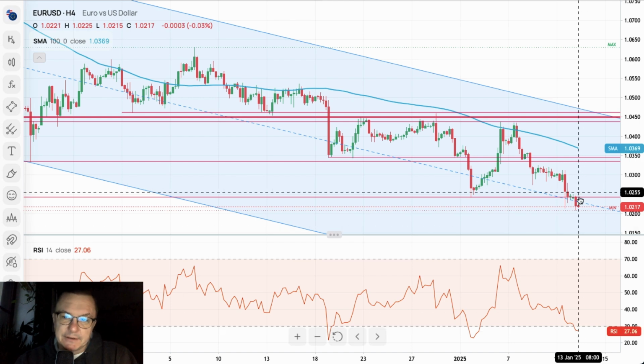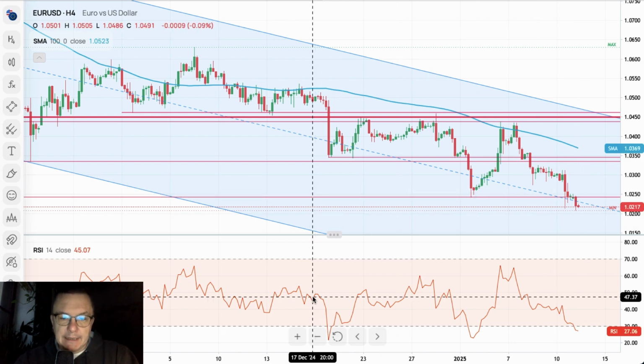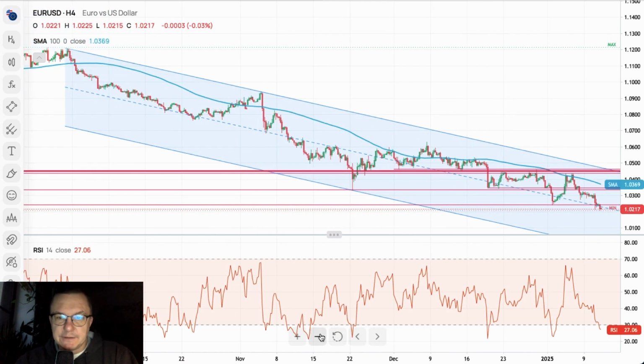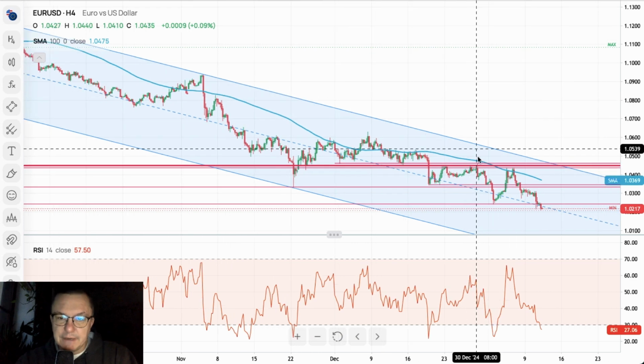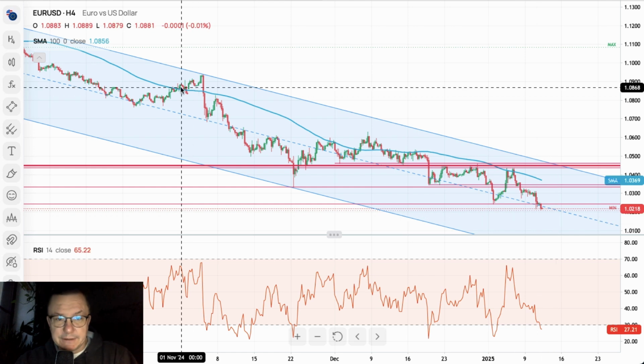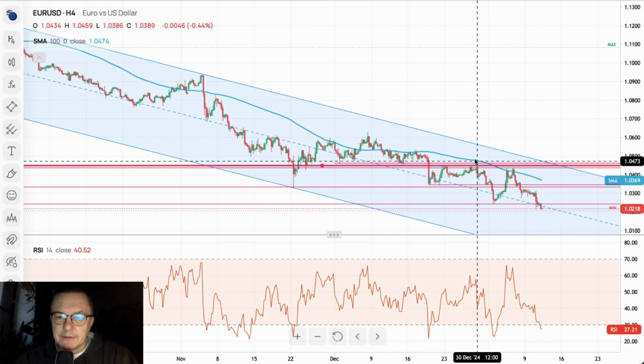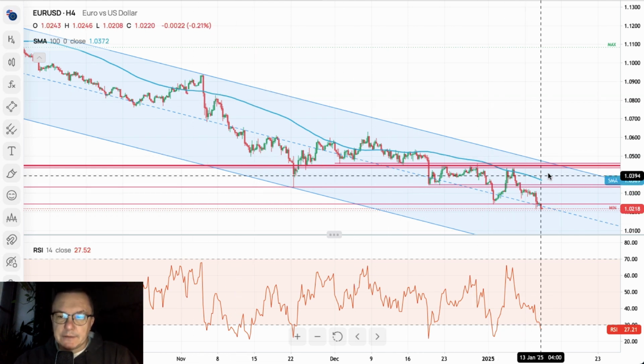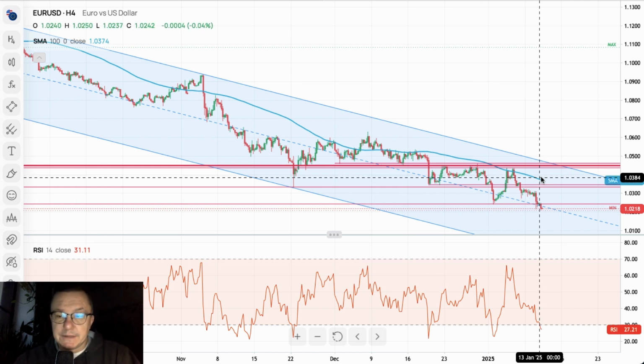Traders should expect some sort of bounce soon, as long as we trade inside of this channel. However, the outlook remains bearish, so the bounce might be just corrective in nature. As you can see, the 100 periods moving average is also very much above the current euro dollar price. This is a 4-hour chart, so it's quite important.